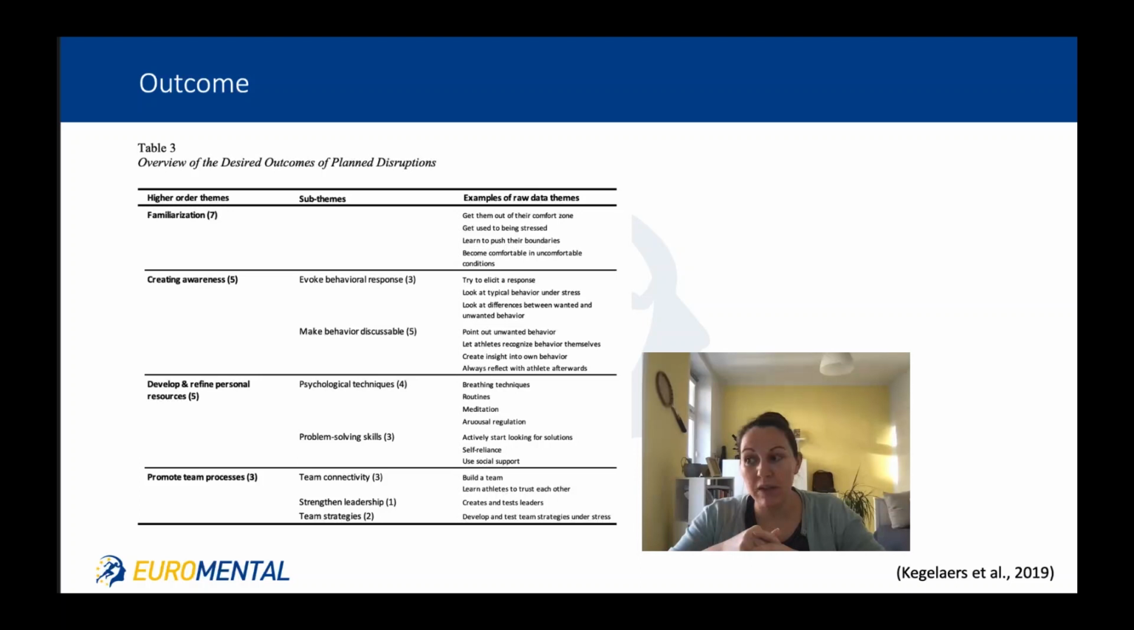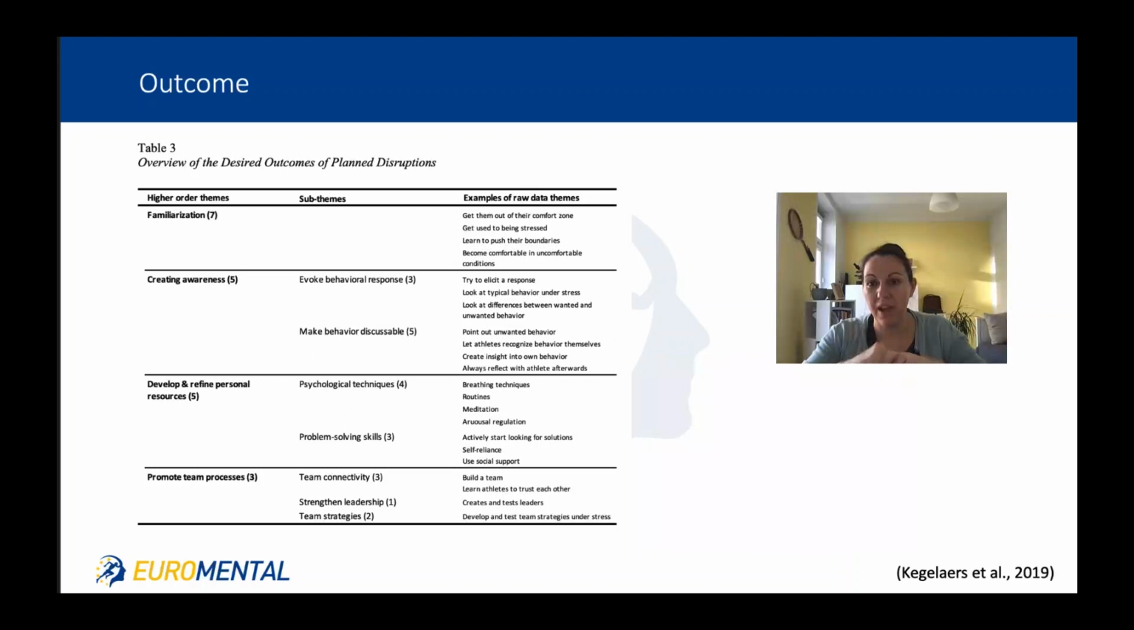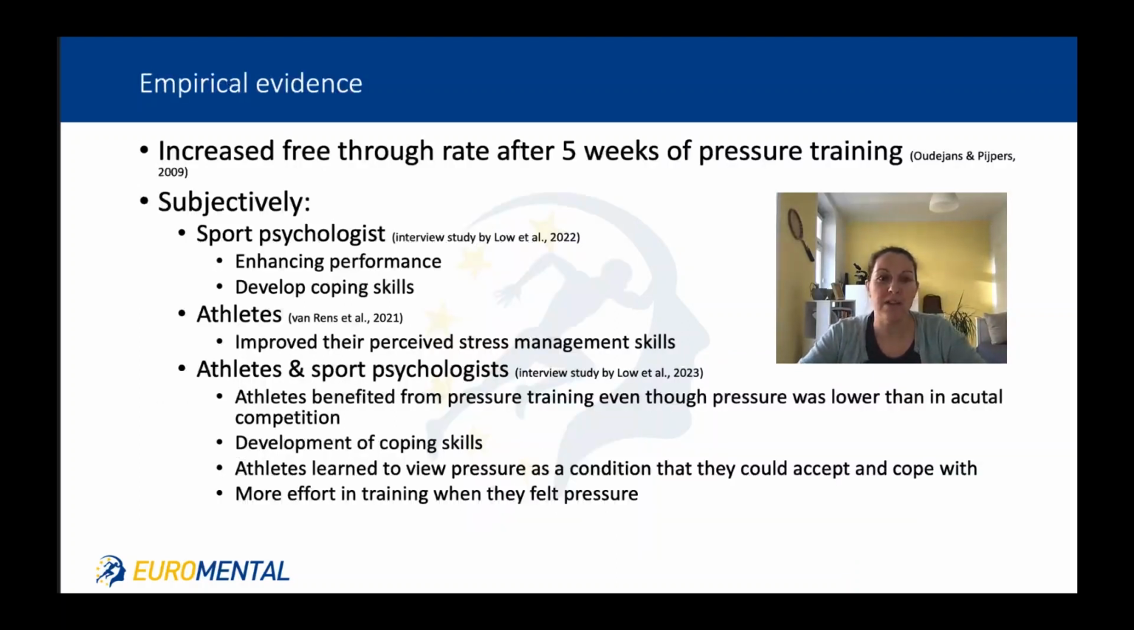And it can also help to promote team processes. However, here again, we need to be careful when we have players within one team compete head to head. This might also be a bit dangerous. So how much empirical evidence is there? There is, of course, empirical evidence, and what we can say is that it can help. For example, here we had in basketball 5 weeks of pressure training that increased free throw rate.